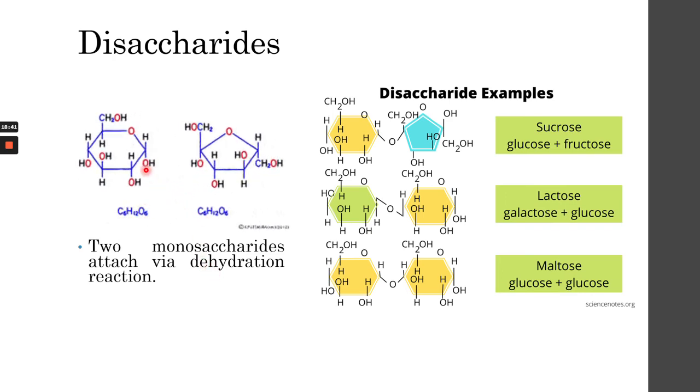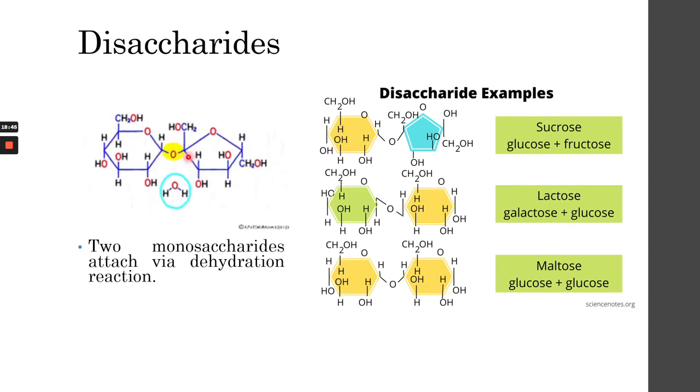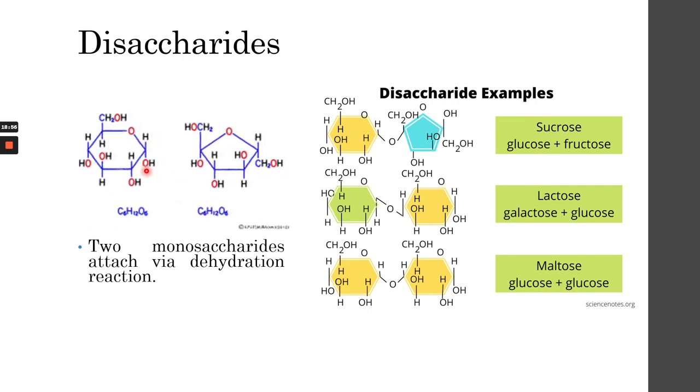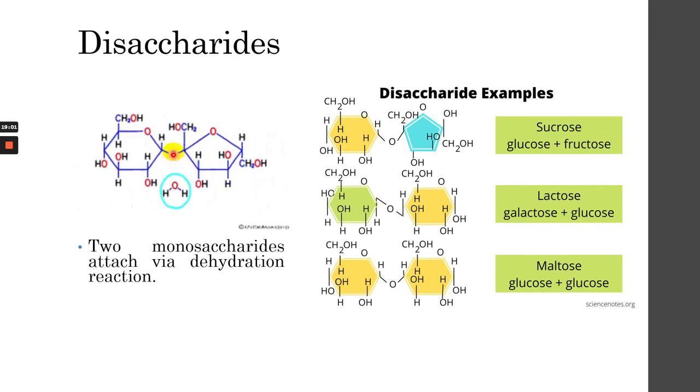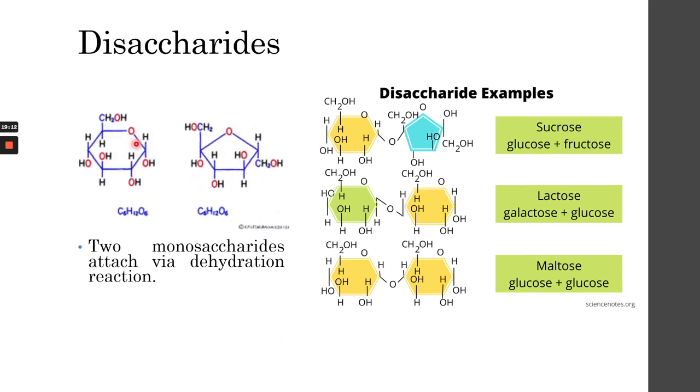So what happens is one OH from one monosaccharide is being removed, and one H also gets removed from the other monosaccharide, leaving the O. So these two are reacting. What is left is the O, and that oxygen is what connects the two monosaccharides together. And that connection, once they connect, is how you create disaccharides.